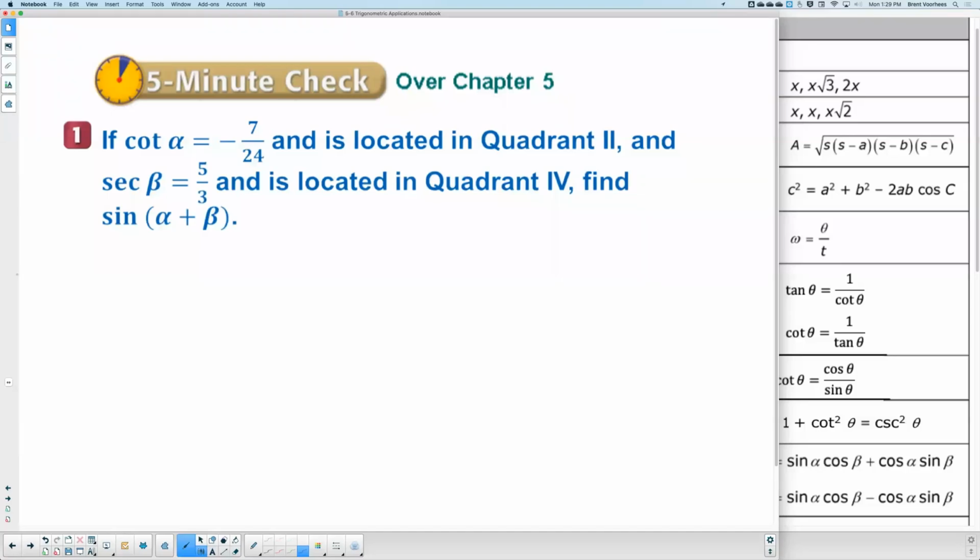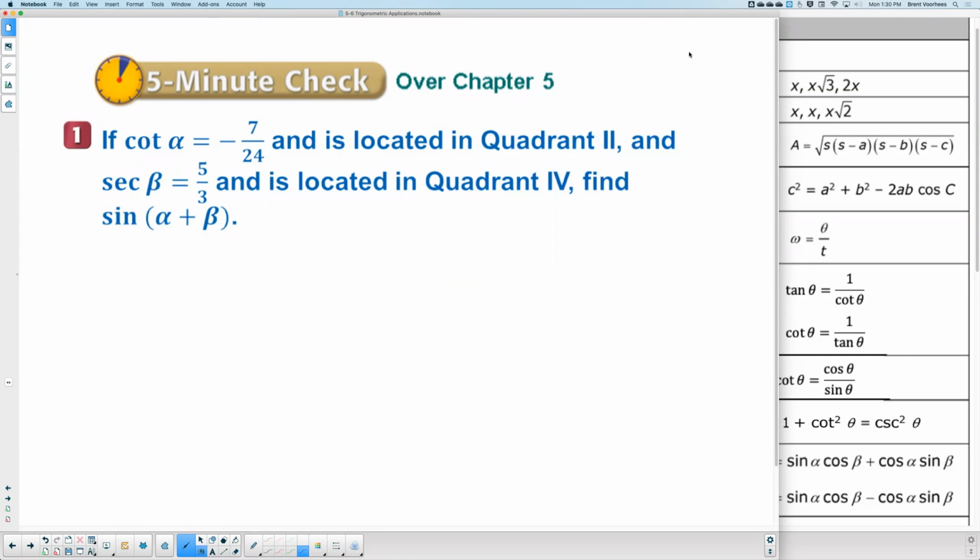Hey, let's take a look at this Bellringer here. It says if cotangent, and I know it's an alpha, I'm going to say A. If cotangent A is -7/24 and located in quadrant 2, and secant, again, I know it's beta, but I'm going to say B, is 5/3 and located in quadrant 4, find sine alpha plus beta, sine A plus B.